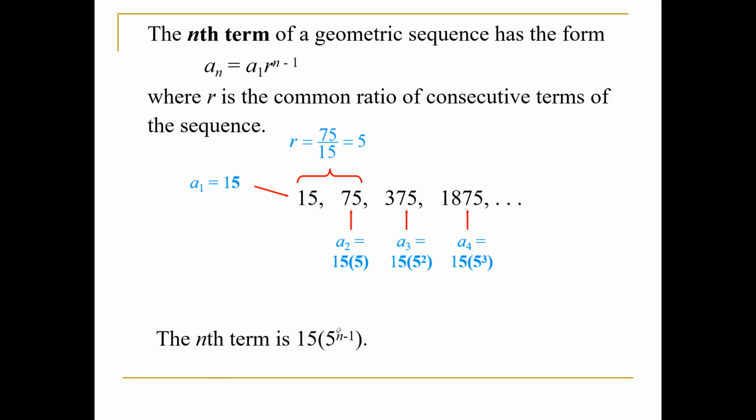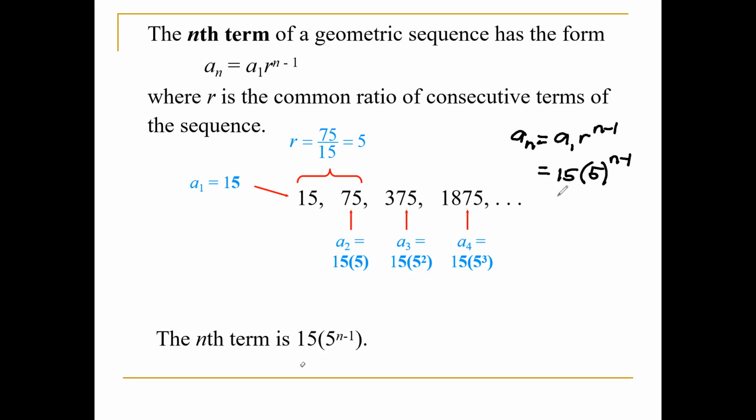So again, how do we get the general rule? Using the general rule for geometric sequences, since this has a common ratio, we're going to use a sub n equals a sub 1 times r raised to n minus 1. The first term here is 15. The common ratio is 5, raised to n minus 1. That's why we have here 15 multiplied by 5 raised to n minus 1.